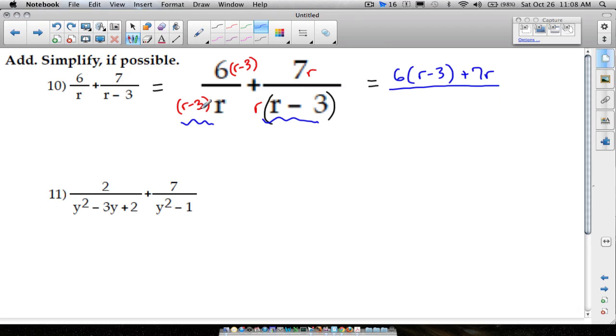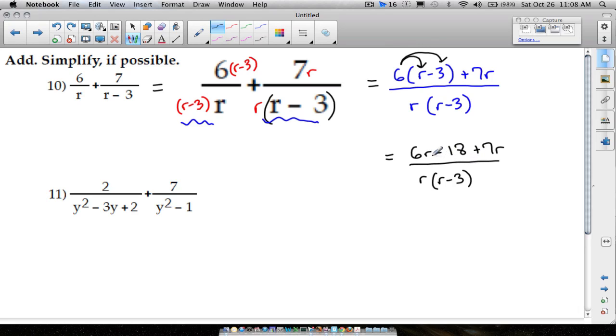So writing it, which way do you want to write it? Like this or like this? I like it written like this. R times r minus 3. And now let's simplify the numerator. We leave the bottom alone, simplifying the numerator. So let's distribute. That's going to be 6r minus 18. Don't forget your plus 7r though. And at the bottom we have r times r minus 3.